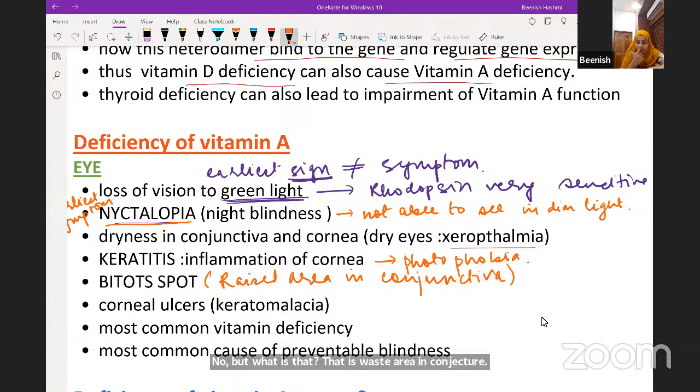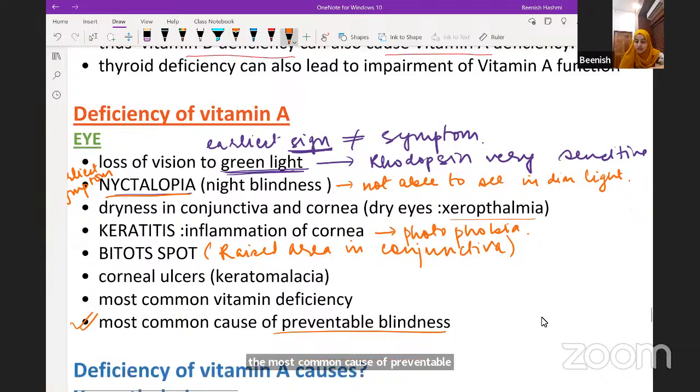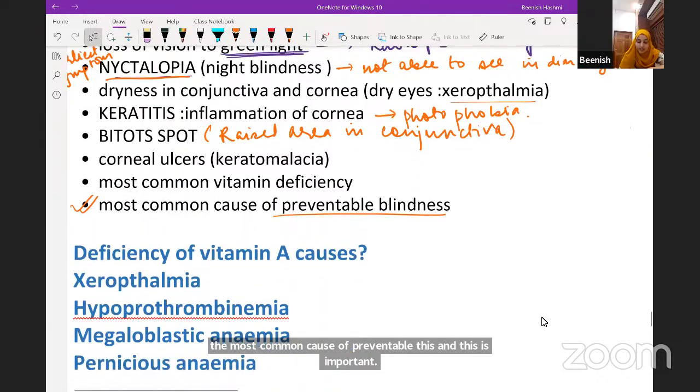Now, corneal ulcers, that is known as keratomalacia. The most common vitamin deficiency is vitamin A deficiency, and vitamin A deficiency is also the most common cause of preventable blindness, and this is important. You can get asked this in MCQs.